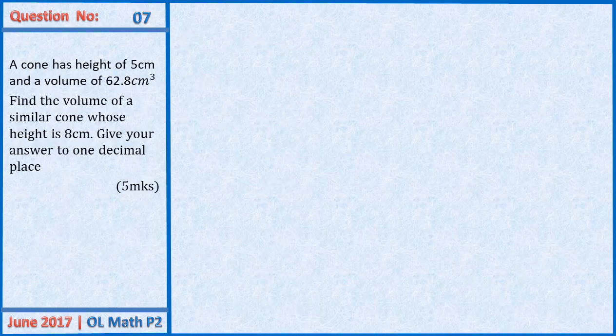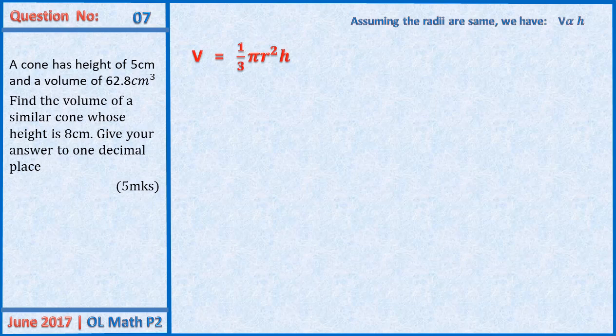Question number 7. A cone has a height of 5 centimeters and a volume of 62.8 centimeters cubed. Find the volume of a similar cone whose height is 8 centimeters. Give your answer to 1 decimal place. So our assumption here is that the two cones have the same radii. The only thing that varies is the height. So in this case, the volume is directly proportional to the height, and we will use simple proportion.